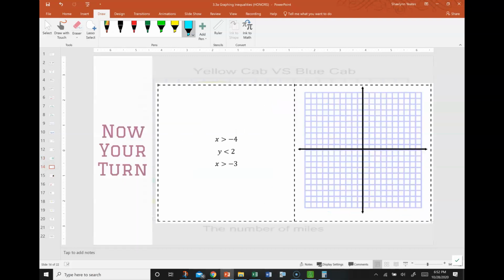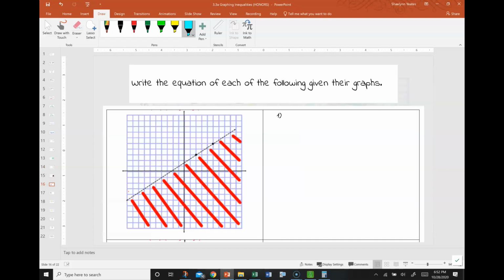I want you to give it a shot. You're going to do a very similar thing. Notice these are all dotted lines because they're all less than or greater than signs. You should notice that, please. All right, and give this one a shot and see how you do. And once you do that, we will come back together on this problem here.